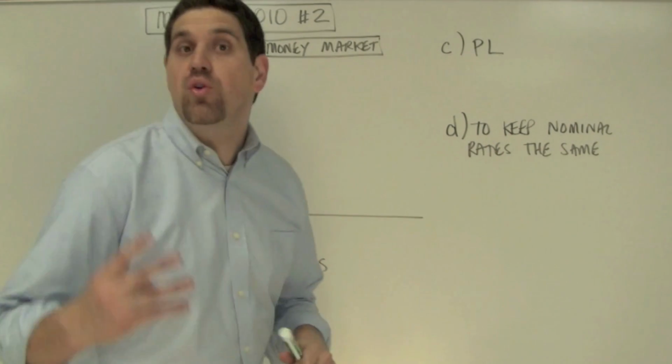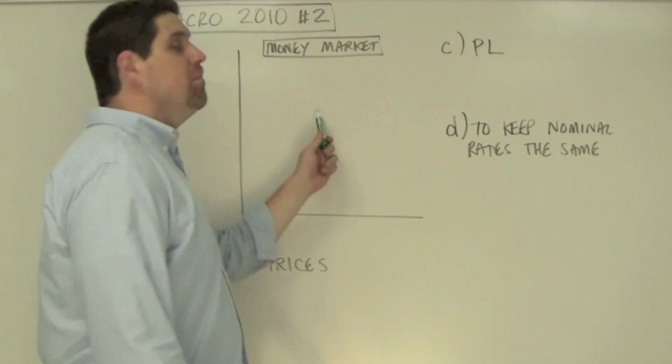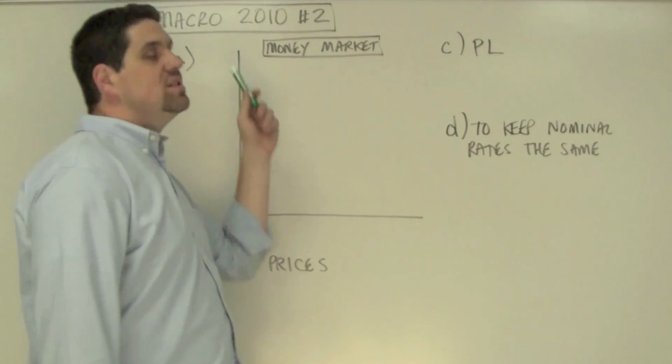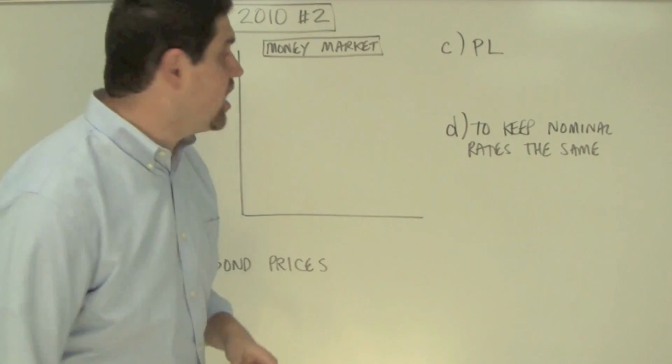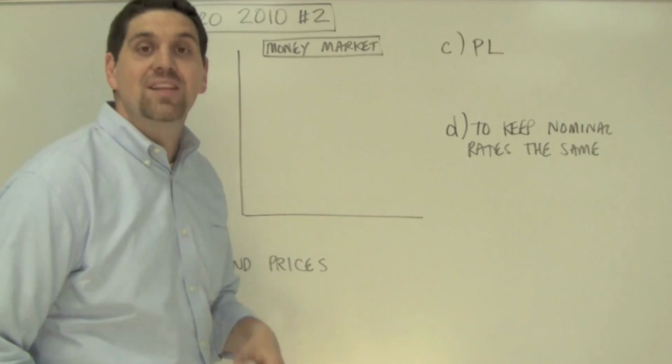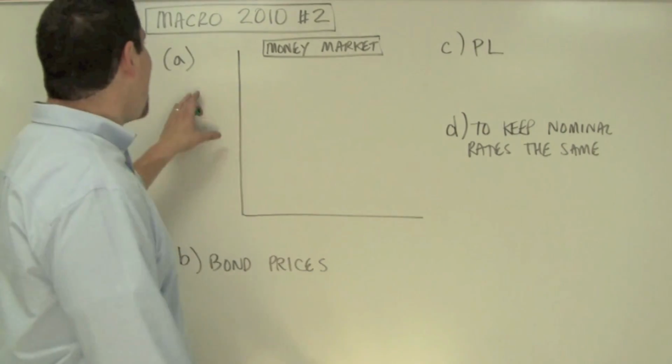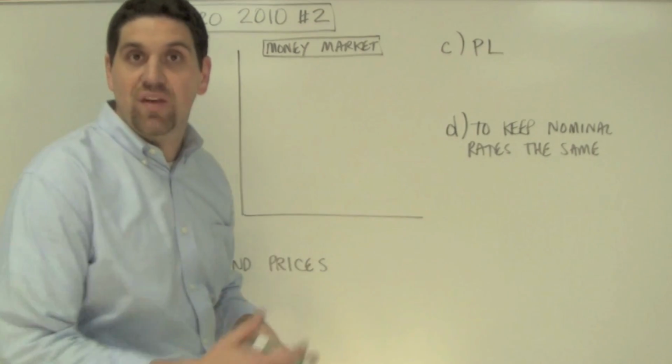Here's a great question from Unit 4 talking about monetary policy and the money market. It's from Macro 2010, question 2. The question starts off by telling you there's a decrease in credit card fees, and so there's a decrease in demand for money. Part A asks to draw the money market and then show that shift on that graph.